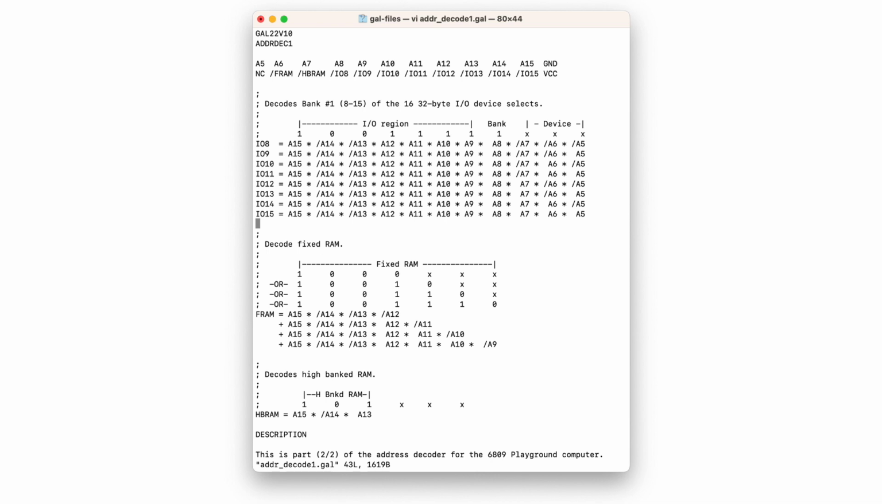Now here are the equations for the second decoder chip. The I/O device selects in this instance are nearly identical to the first, except the bank bit is a 1 rather than a 0. Now the fixed RAM equation just sums the 4 different products to produce the FRAM select signal. And then the high banked RAM is very similar to the simple decoding of the 2 ROM regions, only needing to match 3 bits.